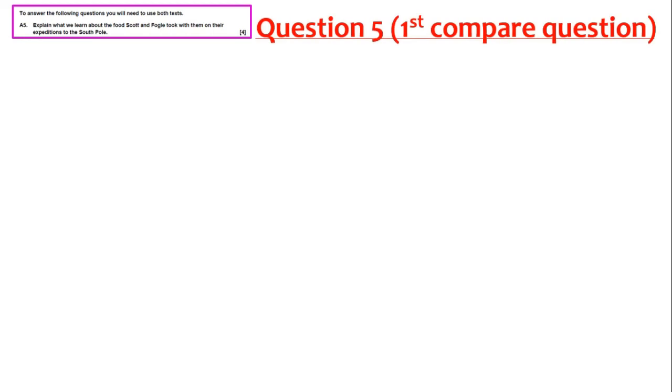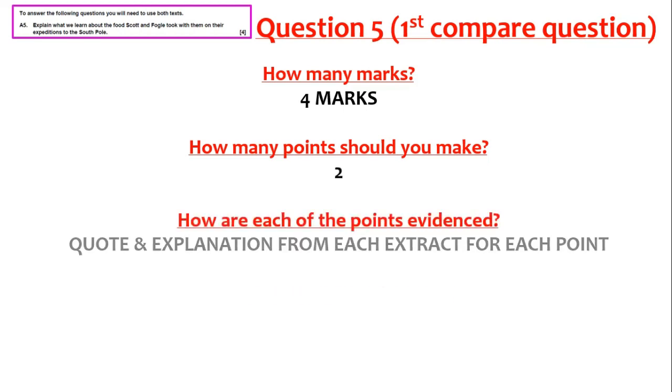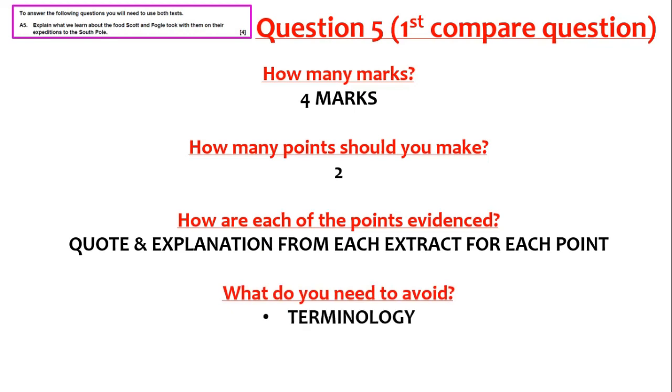So again, summary of the whole question then, tips. It's the first compare question. It's worth 4 marks. Remember, don't spend a lot of time on it: 5 or 6 minutes. How many points should you make? 2 separate points and give quotes for each one. And what do we need to avoid? Terminology and lengthy exploration. So we're not doing PE. So follow this and hopefully you'll do well on this question. You'll have a successful grade for question 5 of the paper 2 exam.